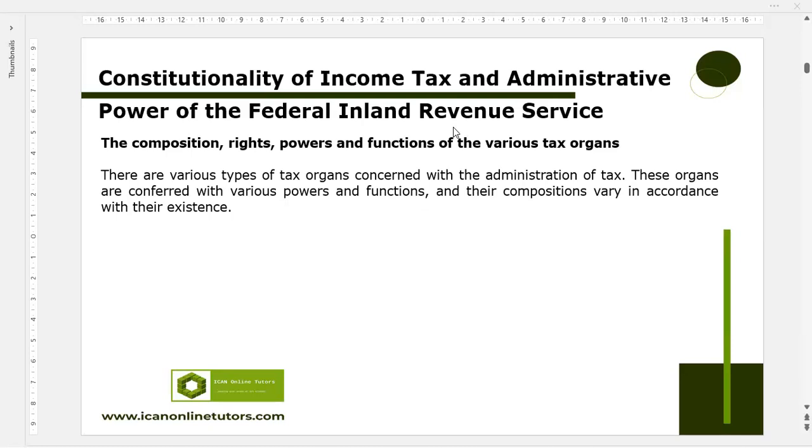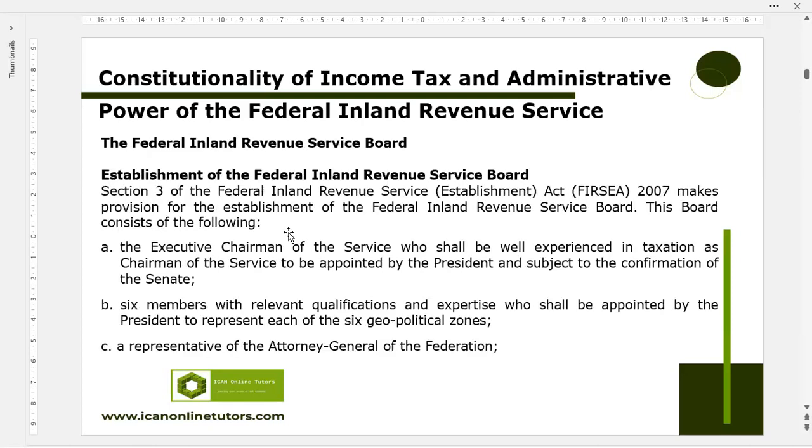Now let's discuss their composition, the rights, powers and functions. The Federal Inland Revenue Service Board is established under Section 3 of the Federal Inland Revenue Service Establishment Act, FIRSEA. Anywhere you see FIRSEA in your taxation, it means the Federal Inland Revenue Service Establishment Act. Anybody can give it any name, but when you see it in your TAS, it refers to the Federal Inland Revenue Service Establishment Act of 2007 as amended, because the Finance Act has amended some provisions of this act.